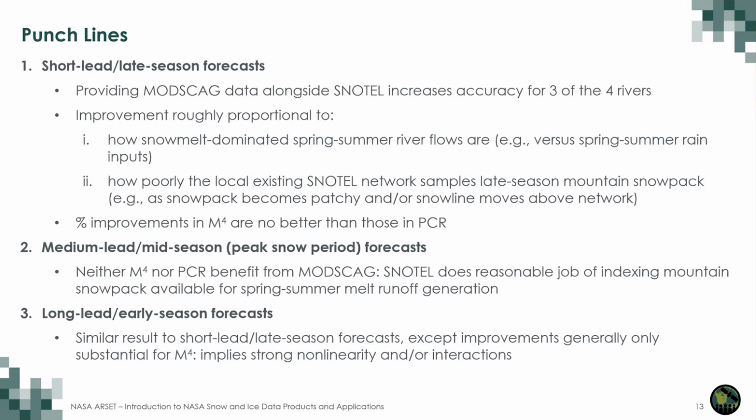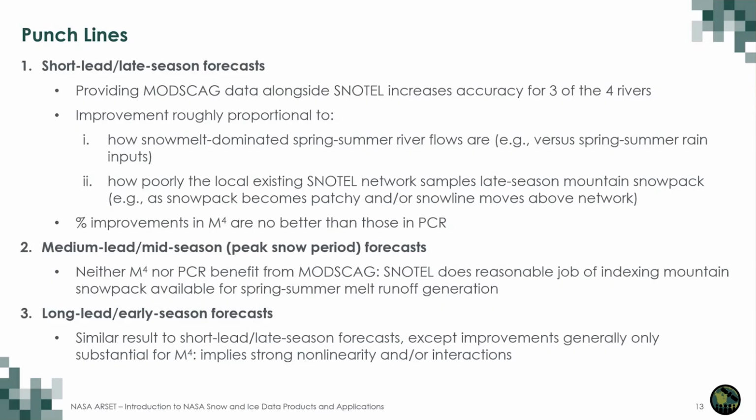We also found that the AI system and the linear system, although the AI system generally performed better, the percent improvements that were obtained from integrating satellite data in these late season forecasts were about the same between the 2 technologies. In the medium lead mid-season forecast, so this is around March, April, when the seasonal snowpack in the mountains is pretty much at its maximum.